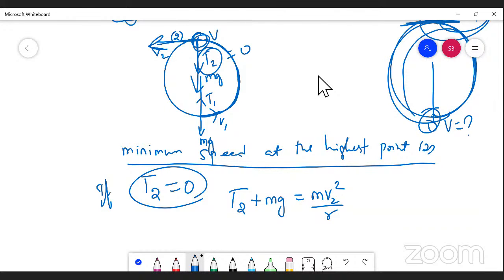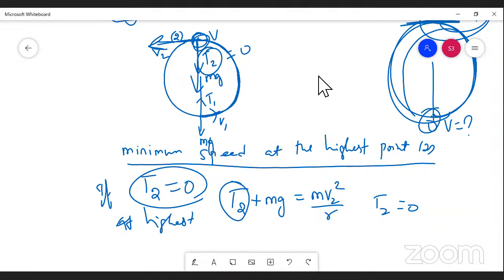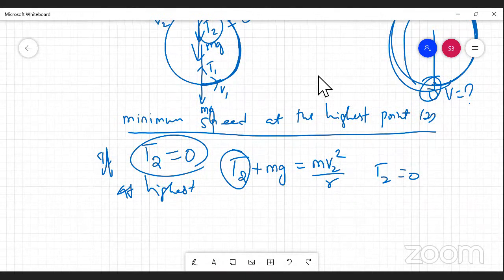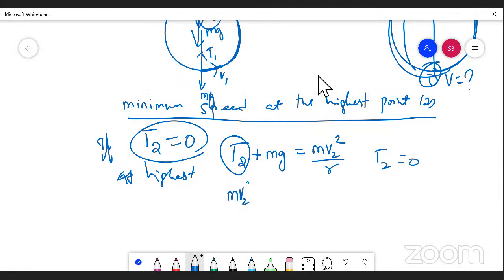At the highest point, here T2 is equal to 0. Substitute T2 equal to 0 at the highest point. What happened? mg is equal to m V2 squared divided by R, which is equal to mg. Am I right?